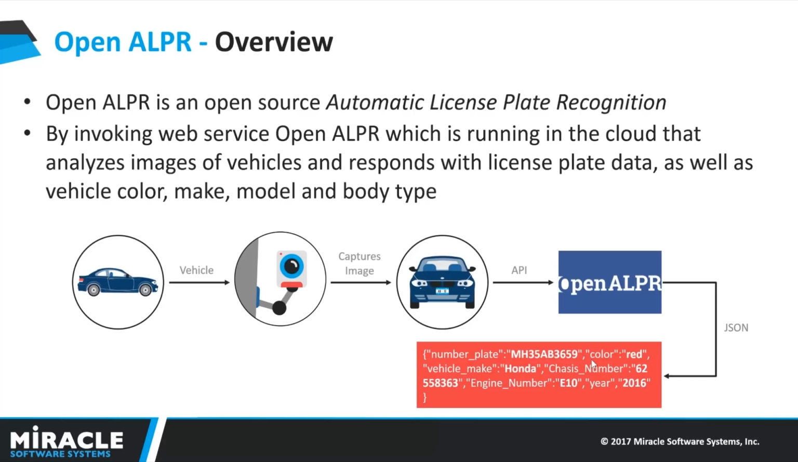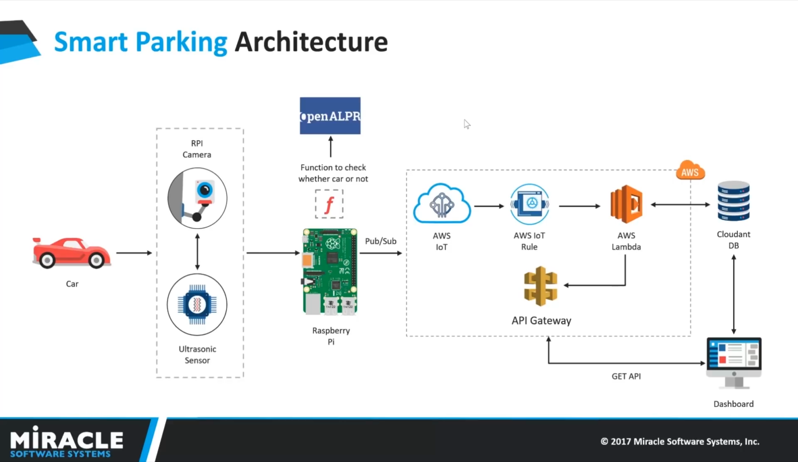Okay, let's move on to the architecture. This is the high-level architecture we have built for the demo. On the left-hand side, we have a car coming into the parking area. We have an ultrasonic sensor there, continuously monitoring the range. Whenever the car falls into the ultrasonic range, it invokes the ALPR camera from the Raspberry Pi and takes a snap.